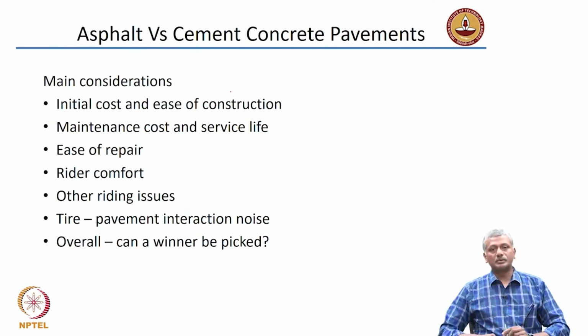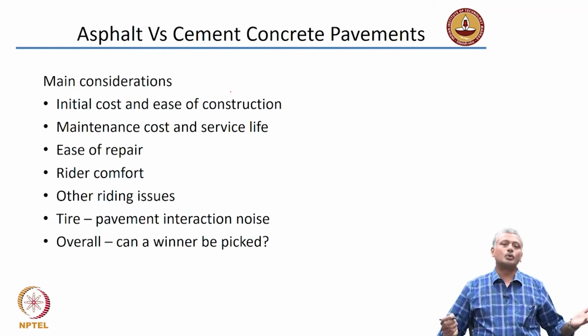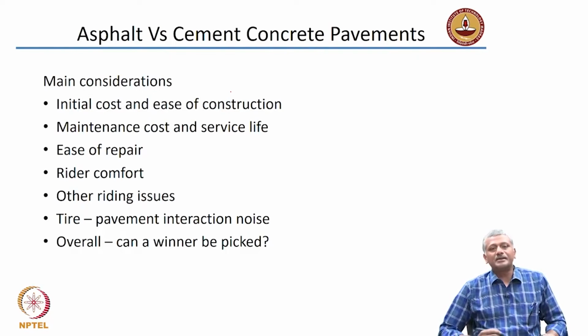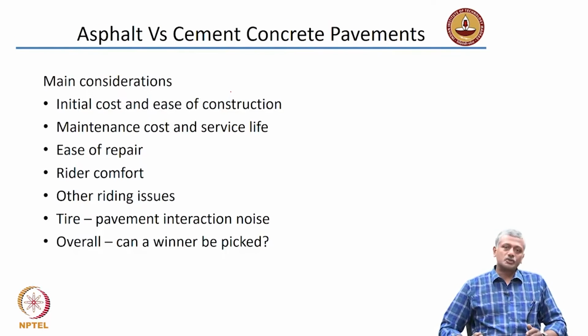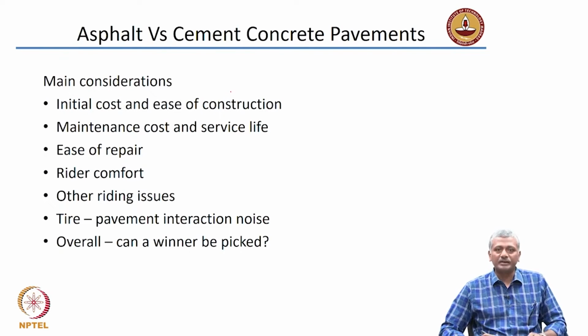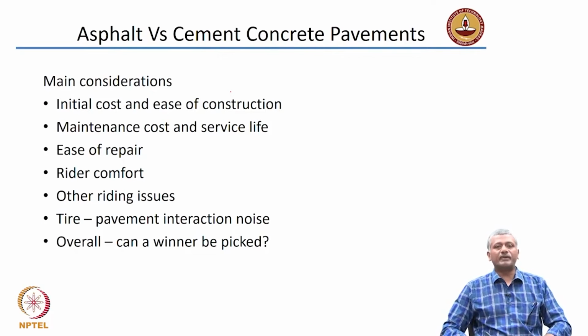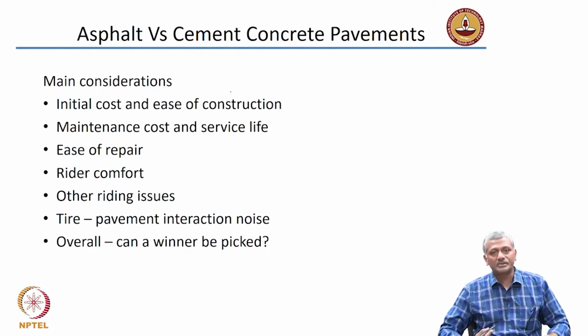Now, just to give you a bird's eye view of why one should consider one pavement over the other, the main considerations with respect to the choice are the initial cost and the ease of construction. I already talked about this briefly earlier. The initial cost and the ease of construction both point towards a benefit for flexible pavement made with asphalt concrete. Cost is low, and it is very easy to construct as opposed to cement concrete pavement.